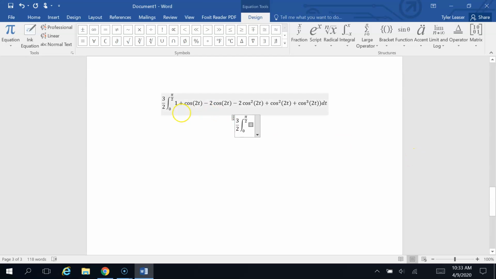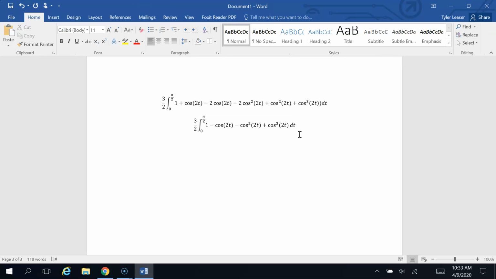Combining like terms together, we just have a single 1 that's floating around. We have 2 of these, which we can combine together to be a negative 1 cosine 2t. We have 2 of these, which we can combine together to be a negative cosine squared of 2t. And then we just have that lonely cosine cubed of 2t at the very end. Awesome. All right, so this is where we want to separate stuff out. We're going to think of this as 4 separate integrals.